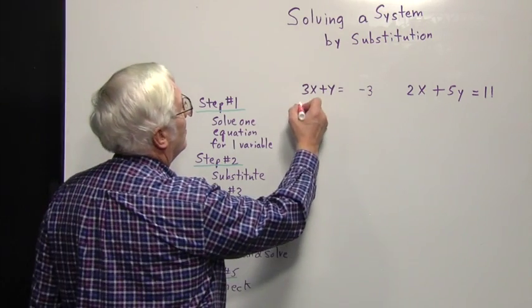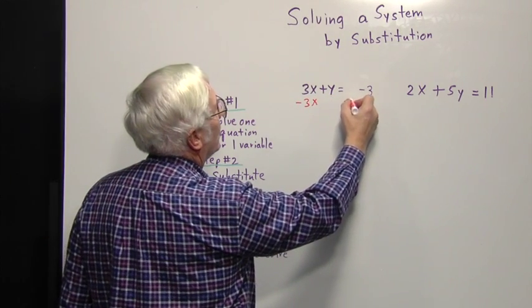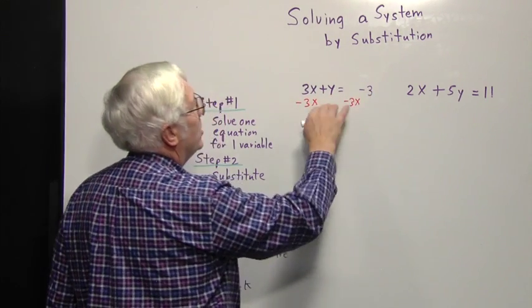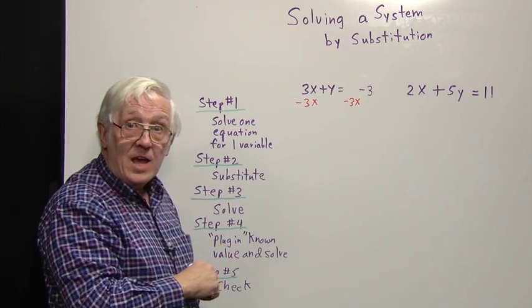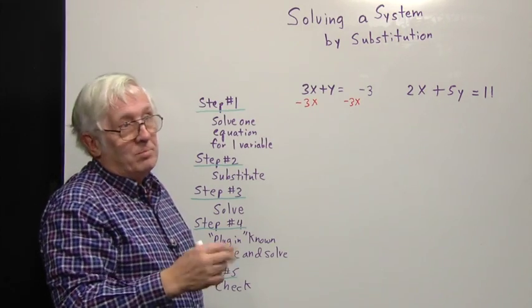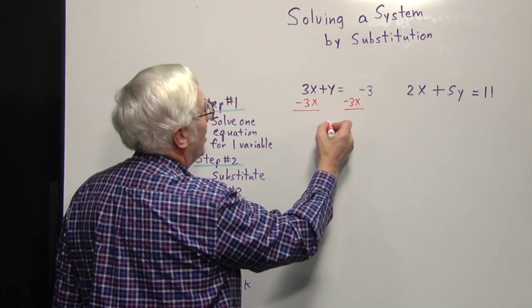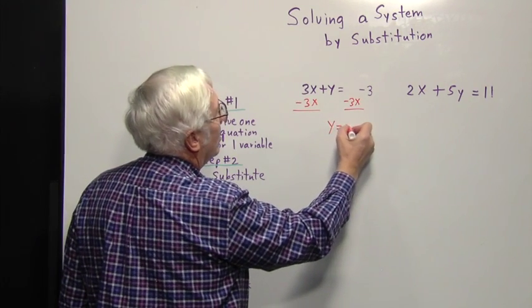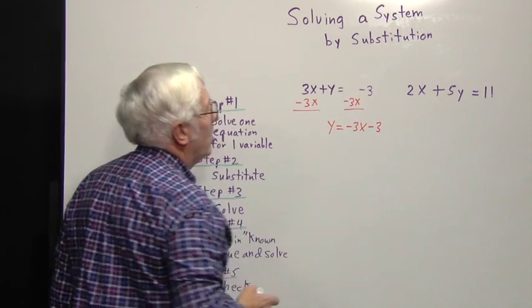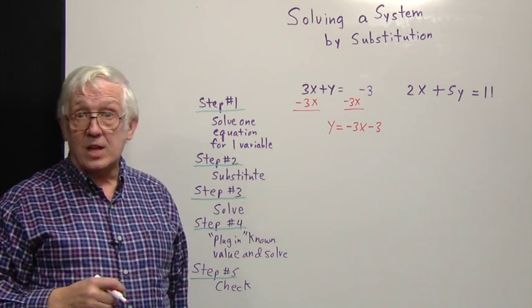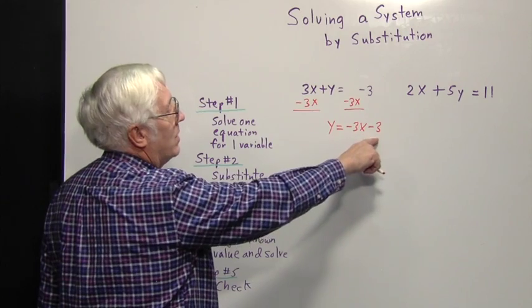We're going to do that by subtracting 3x from both sides, and we're going to choose this equation to work with because we're going to solve for y, and y already has a coefficient of 1, so it's easy to use that one. Okay, so subtract 3x from both sides, and we quickly get an equation with y isolated on the left-hand side. So now we know that y equals negative 3x minus 3.